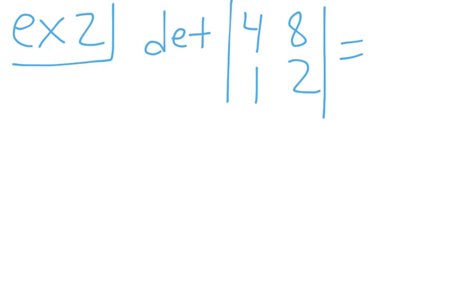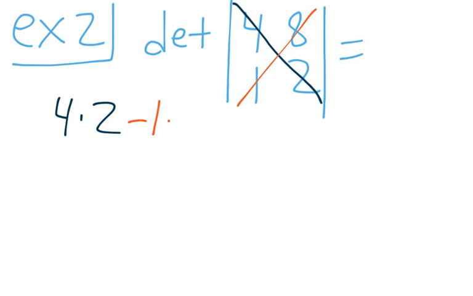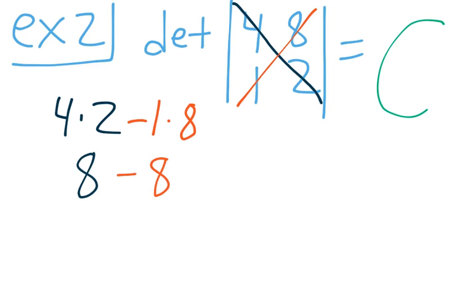So again, take this one here, 4 times 2, so that's 8, and then subtract away 1 times 8. Ends up being 8 minus 8. This determinant is 0, right? Nada, nothing. So a 2 by 2 is pretty quick. Think about it as criss minus cross, right? Criss minus cross. So like this one, 4 times 2 minus that one, 1 times 8.